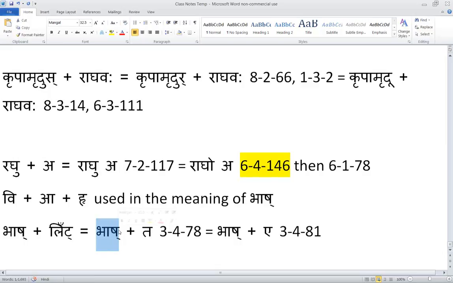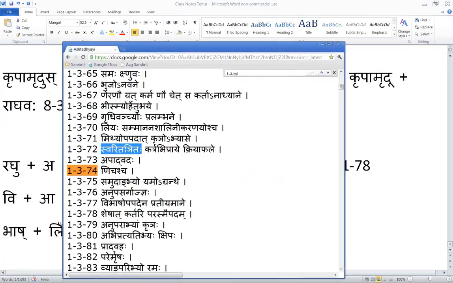So this sutram, kartri-abhipraya-kriya-phale, is only for those dhatus which are svaritet or nyat, whichever it is. So they could take either one. Then you look at this one.